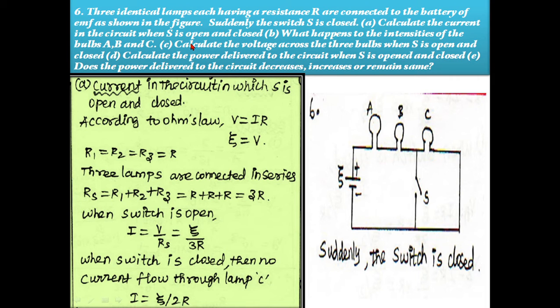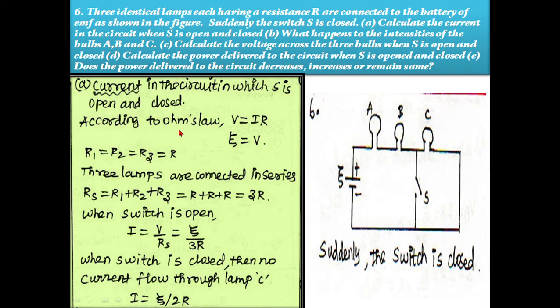The third question is, calculate the voltage across the three bulbs when S is open and closed. Then the fourth question is, calculate the power delivered to the circuit when S is open and closed. Does the power delivered to the circuit decrease, increase or remain the same? So the first question is the current in the circuit when S is open and closed.